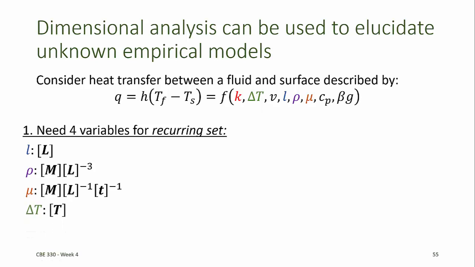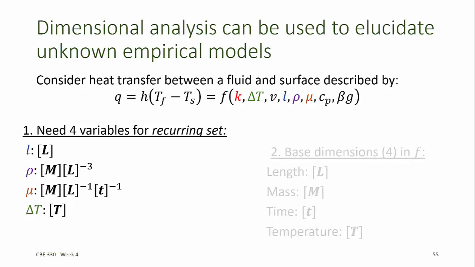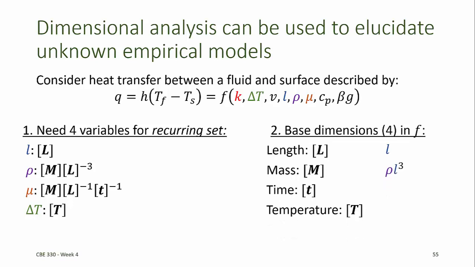By selecting them in this order, adding one base dimension per variable, we ensure that our recurring set is a complete set. And we cannot form any dimensionless quantities by combination of just these 4 variables. Next, we write the base dimensions in terms of these variables in our recurring set. So we need a combination of these that will give us length, mass, time, and temperature. Length and temperature are easy. To get mass, we just need to multiply the density by L cubed. To get time, we divide rho L squared by mu, and temperature is already done.